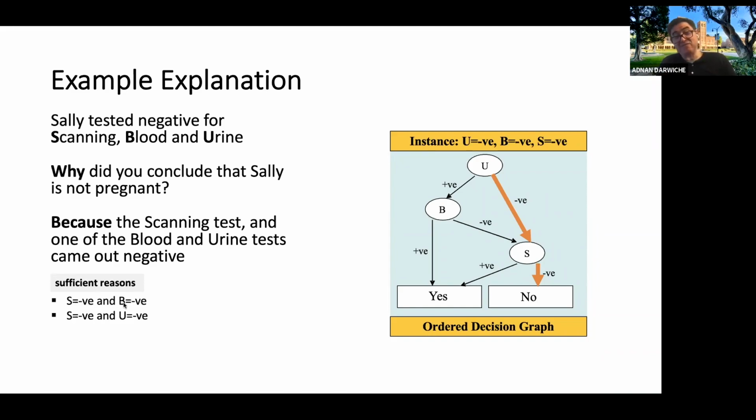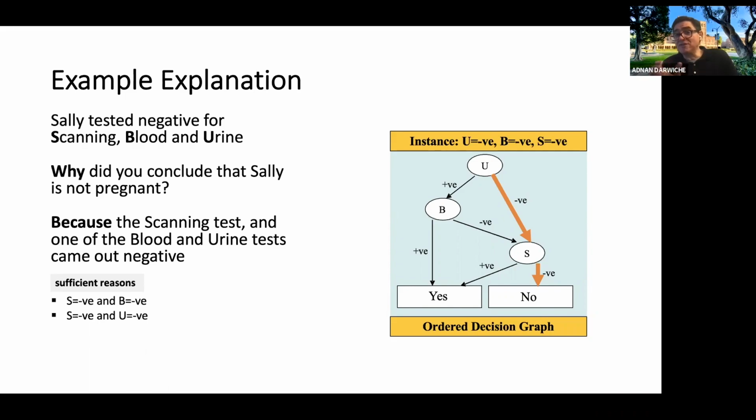So if the scanning test was negative and the blood test was negative, I will diagnose as not pregnant. But if the scanning test is negative and the urine test is negative, also. So I have to have the scanning negative, but only one of these would be sufficient. These are what we call sufficient reasons. There's only two of them in this case. Another concept, which is very recent from last summer, which I'm going to talk about more later, is the notion of a complete reason. Let me just mention briefly for now.